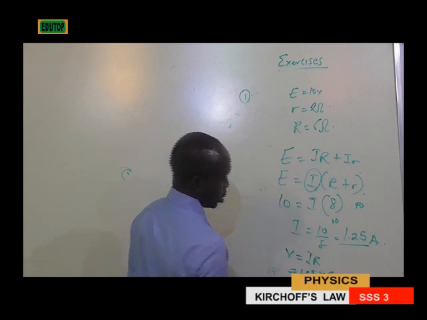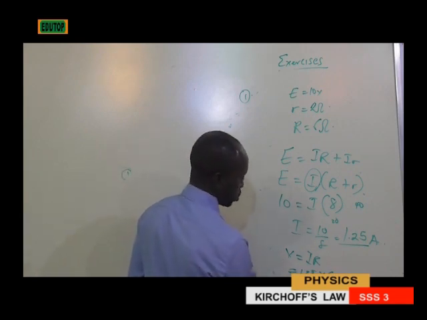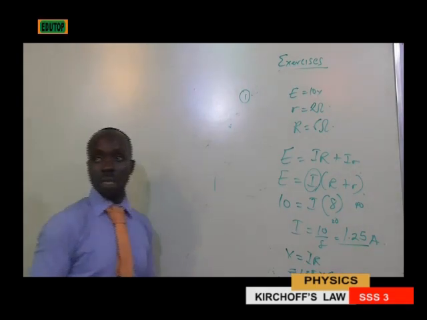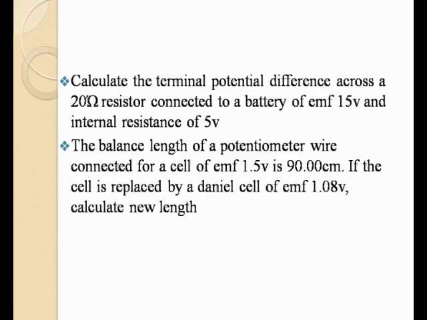6 times this, 12 plus 3, 15. 6 times this, 7. 6 plus what? 1, 7. 7.5 volts. Hope you saw it. It's very, very easy. Now let's go to number 3.